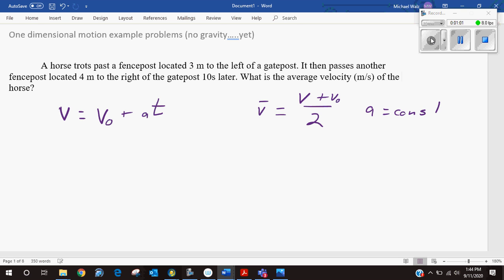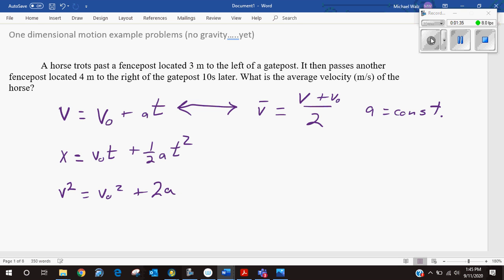Remember that? And then if you put these two formulas together, you can get this formula. X is for displacement, v sub naught t plus 1/2 at squared. And yeah, I've asked you to write these down a lot, but that's because the more you write them down, the more familiar you will be with them. And our third kinematics equation is v squared equals v sub naught squared plus 2ax.